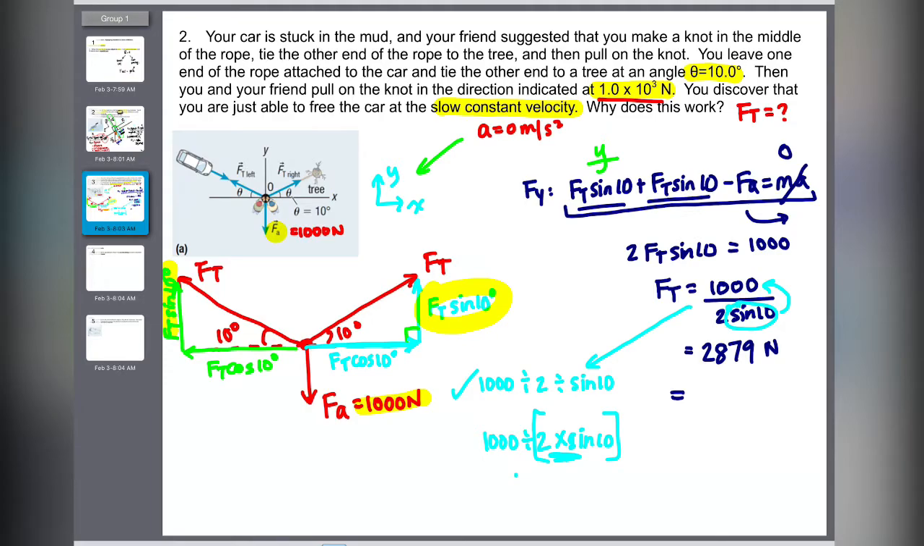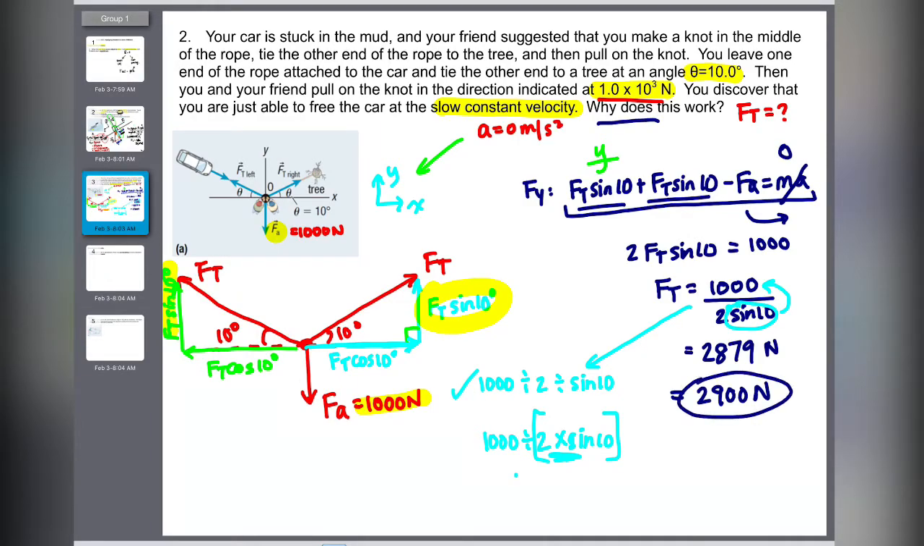So I rounded to the correct sig figs. There's 2 significant digits in this question, so I'm going to round the answer to 2900 Newton. And for the force of tension, you don't know left or right. So if anything with the direction has more than 2, you don't write the direction. Don't worry about it. Just leave it.